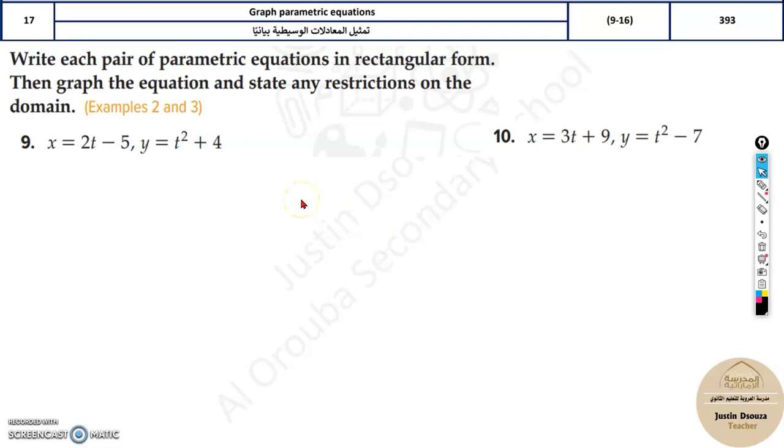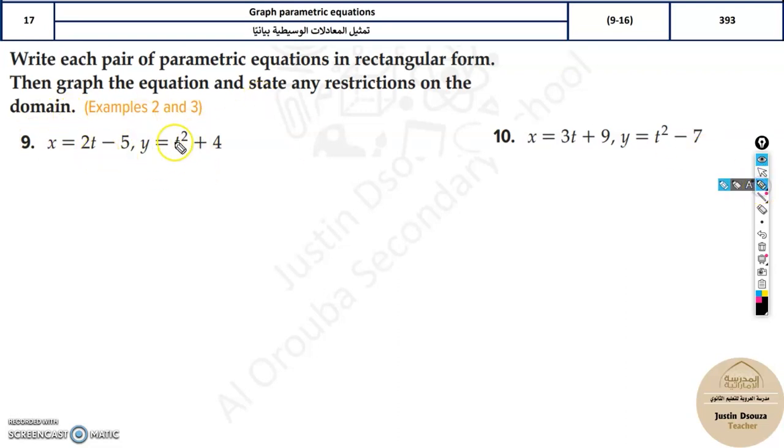In this topic, we have parametric equations. We have to convert them to rectangular form and graph them. Now, converting to rectangular form means, see, you can see the equation is in terms of a different parameter. X is equal to 2t. T is a different parameter altogether. So what we have to do is write everything in terms of x and y only.